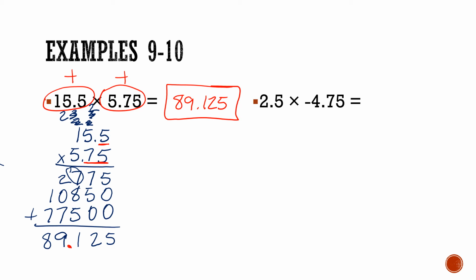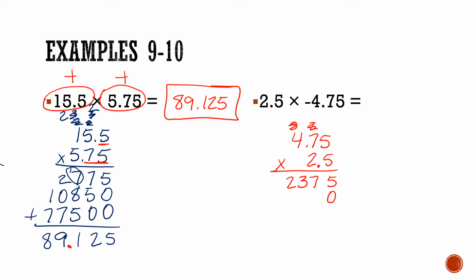In number 10, we have 4.75 multiplied by 2.5. Again, remember you don't have to line up decimal points when you multiply. 5 times 5 is 25, so 5, carry a 2. 5 times 7 is 35, plus 2 make 37. 5 times 4 is 20, plus 3 is 23. Got a 0 as a placeholder.